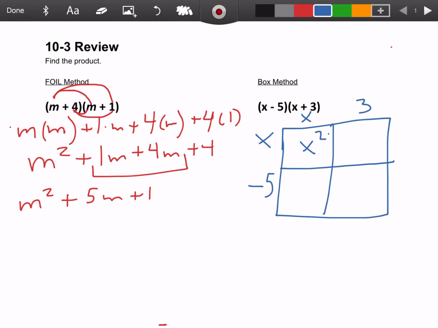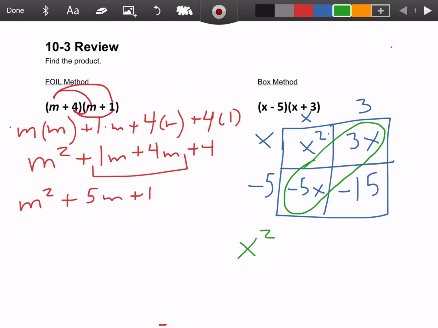Another example over here to the right would be x minus 5 times x plus 3, and we're going to do the box method. So the box method is going to look like this, and we're going to put a little cross in there, and so we have x and we have negative 5, and here we have x and we have 3. And then we use this kind of like a multiplication table.